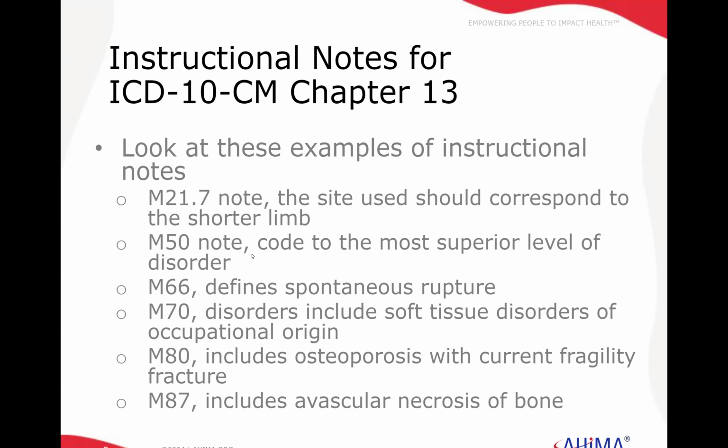So let's take a look at some of these. We have M21.7, the site should correspond to the shorter limb. M50, code to the most superior level of disorder. The M66, the spontaneous rupture, and so on. So very important to look at some of these. Let's take a quick look at some of them in the tabular.